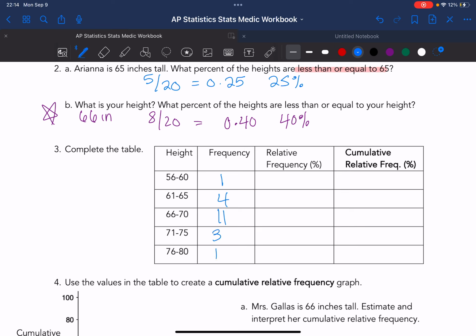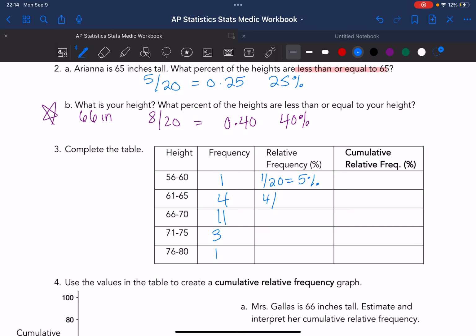and a 1. In order to find the relative frequency, that is the percentage, I'm going to take each of these numbers and I'm going to divide by 20 because that's the number of AP students that were in our sample. So 1 divided by 20 is going to give me 5%.